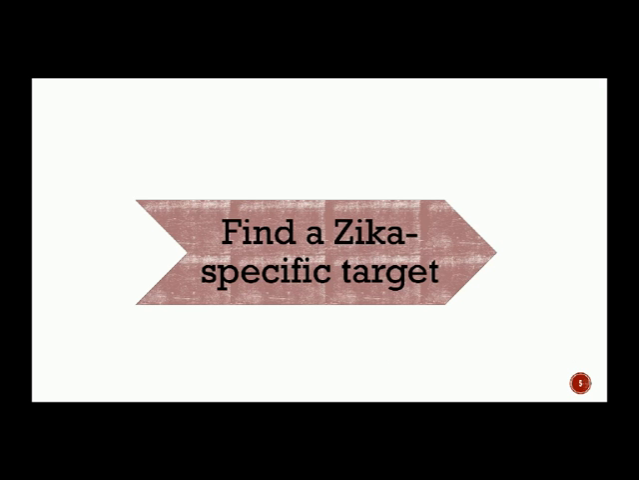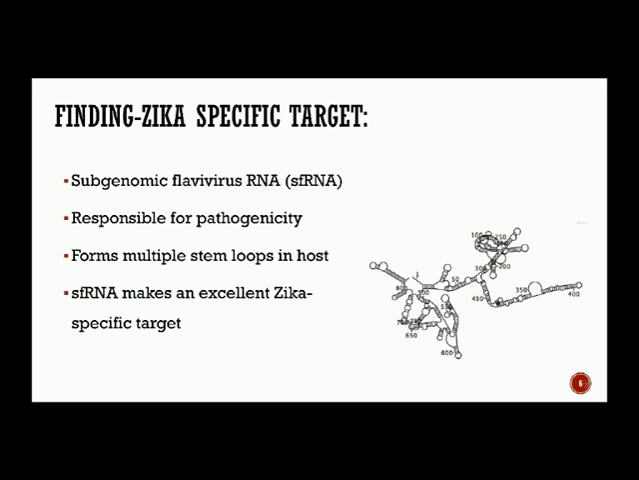Step 1. Finding a Zika-specific target. The Zika virus is a positive-sense, single-stranded RNA virus, which can be directly translated in the host cell. Literature searches show that a complex 3D structure forms within the viral genome when it is in the host cell.